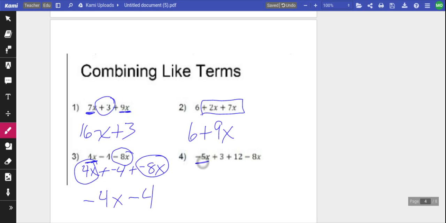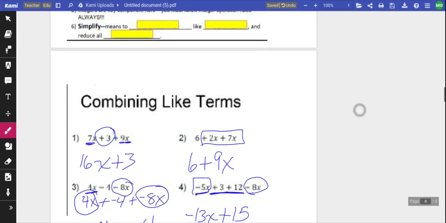Next one, negative 5x. And then here is another, okay? If you borrowed $5 one day and $8 another day, you owe your friend $13. But then, if you have 3 and 12 together, that makes 15. Right? Copy those, and then we're going to go on to the next sheet of notes.